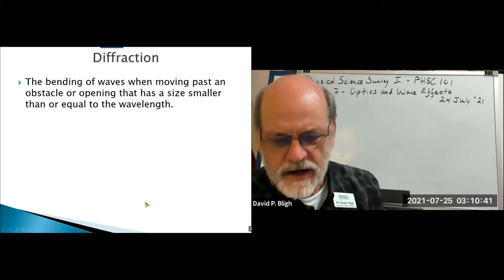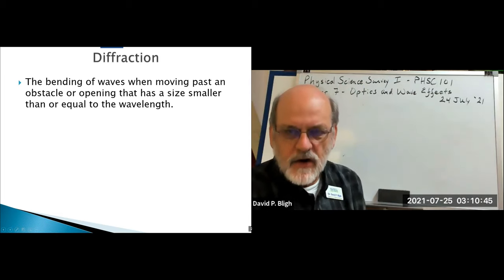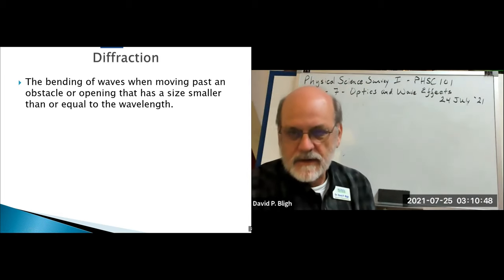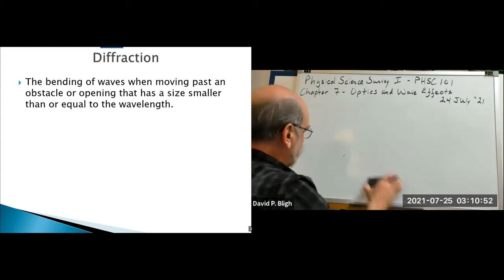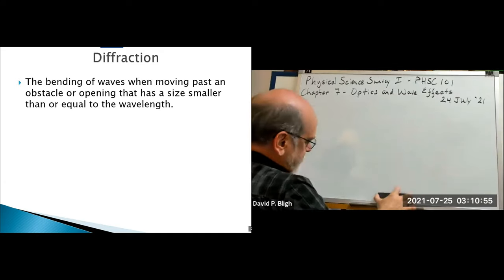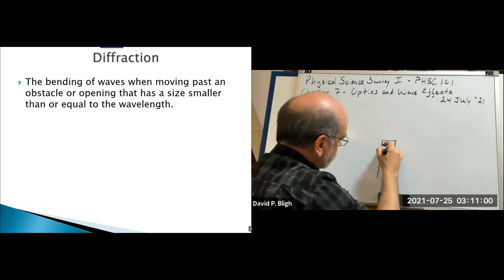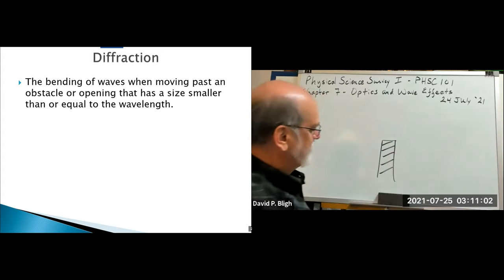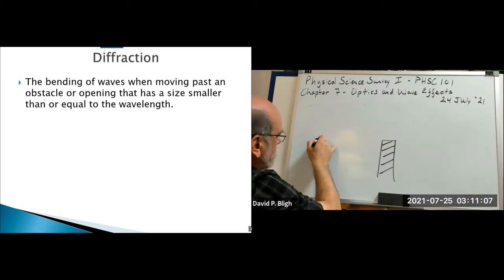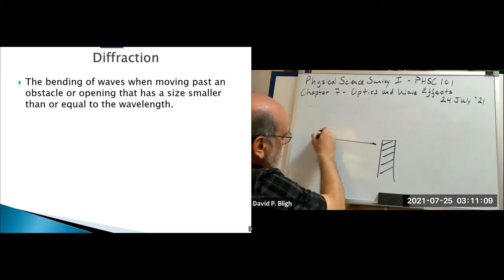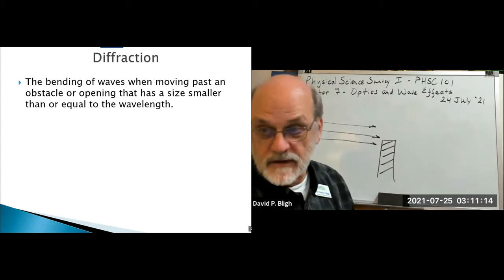Okay, now here's another phenomenon of light that is characteristic of the wave. Not characteristic of particles, characteristic of a wave. So if we have a barrier here, and there's light coming through, draw rays here, like that. Those are light rays.